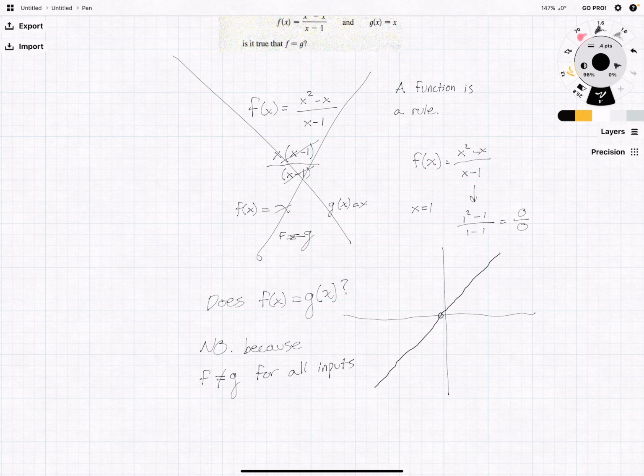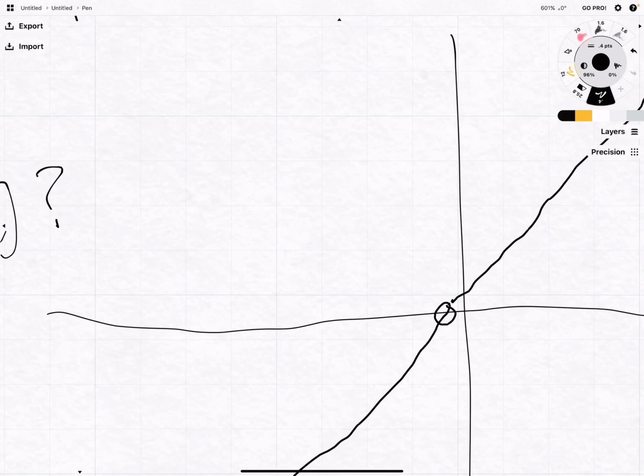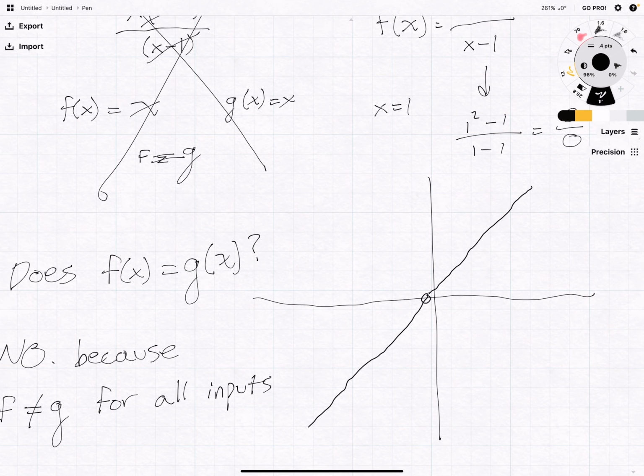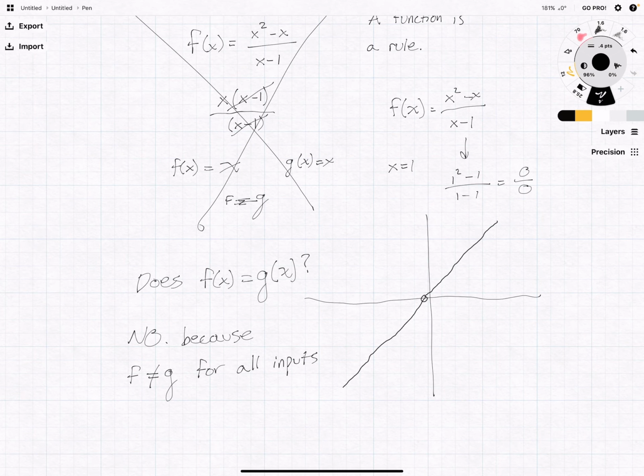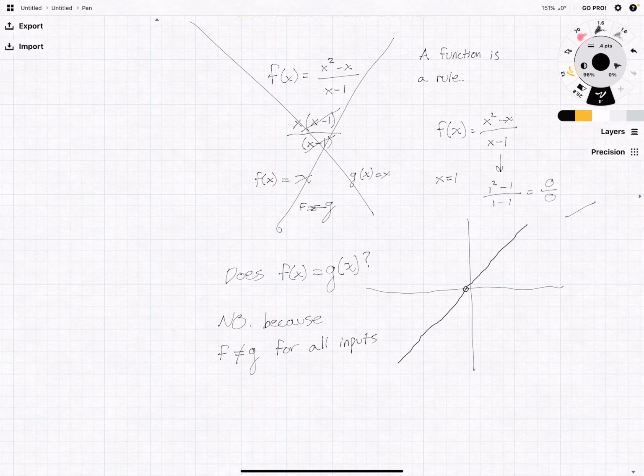So f does behave like g. However, as we've said again, at x equals negative 1, there's some sort of hole in the graph that we can't really account for. And so because of that, the graphs are different.